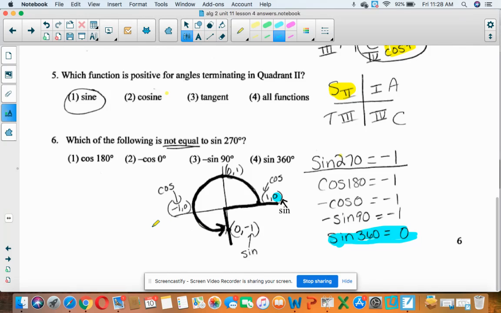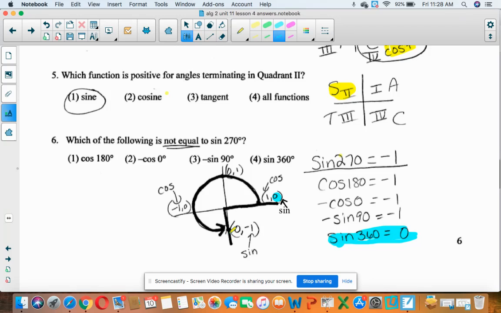Question 6, which of the following is not equal to the sine of 270 degrees? Sorry about that. So I drew this right here. This point right here is (1, 0). This point right here is (0, 1). This point right here is (-1, 0). And this point right here is (0, -1).